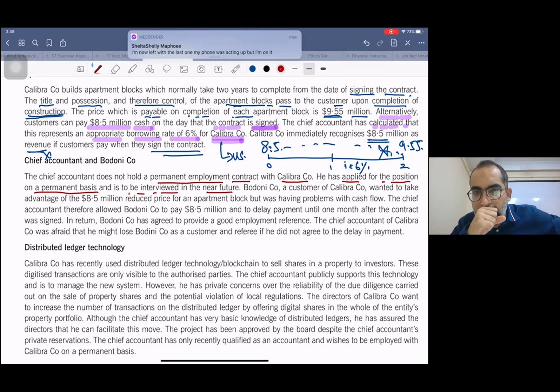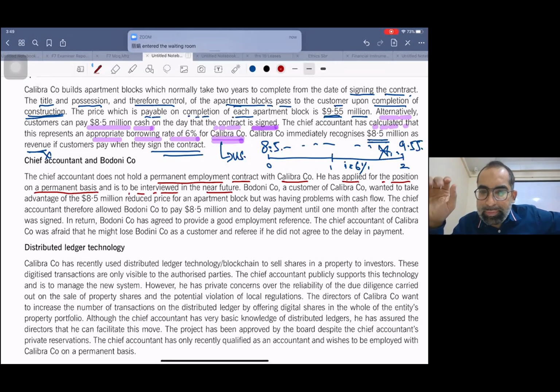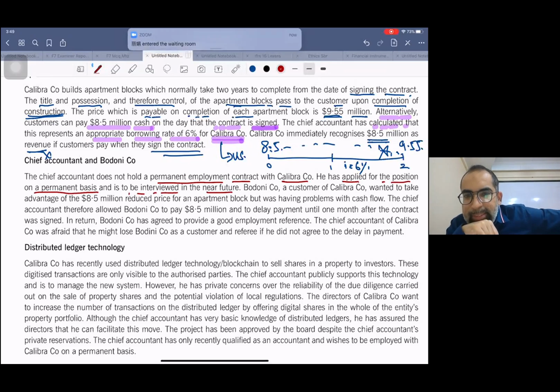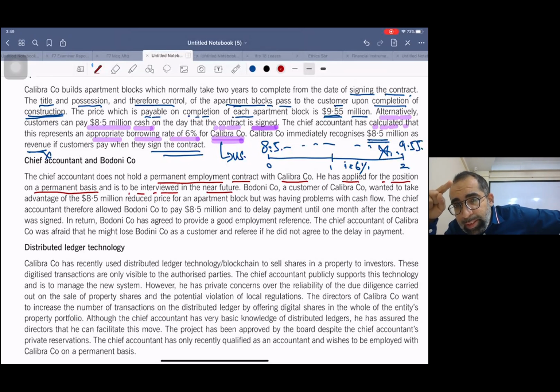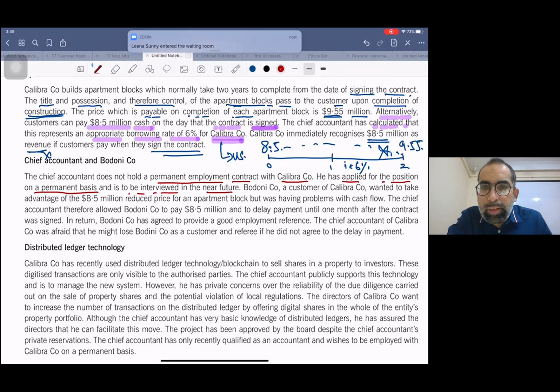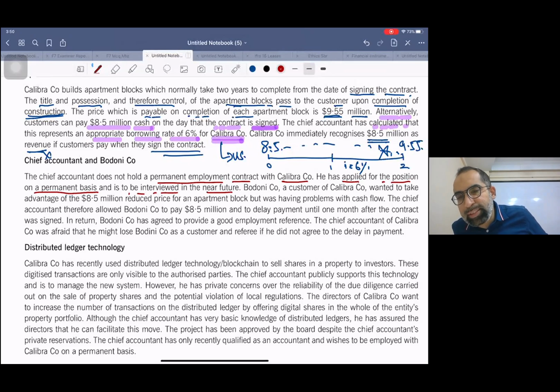And I must say, listen to me, I must say that in the last paragraph he booked complete revenue immediately. So there is a possibility he really wants to show the profits, to make his bosses happy.